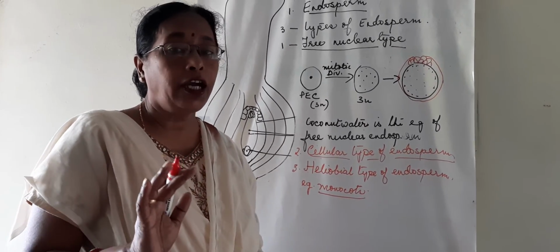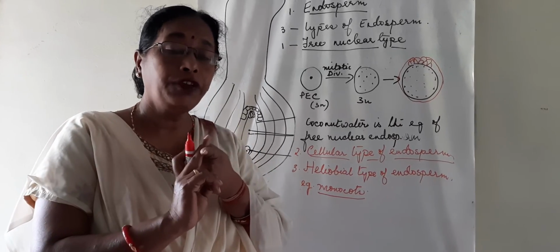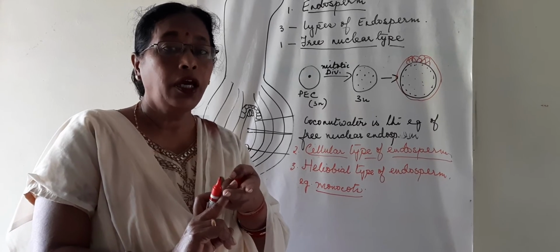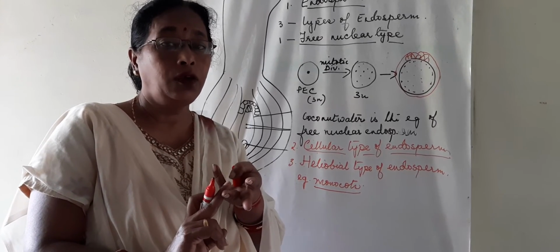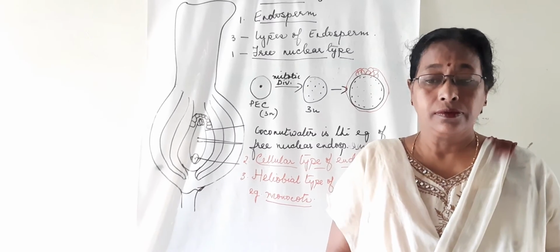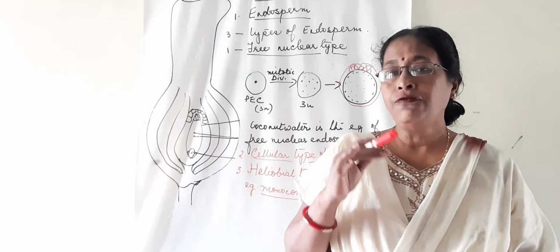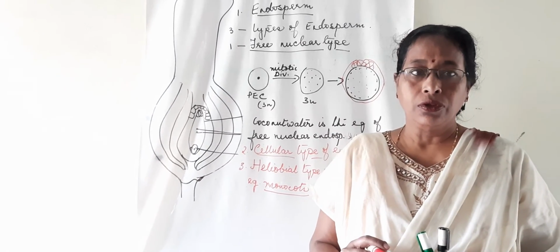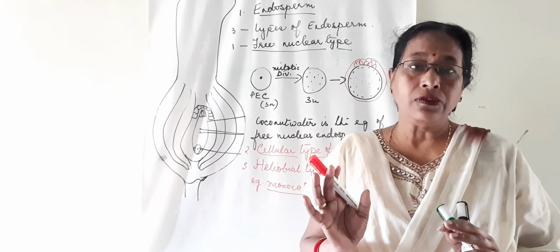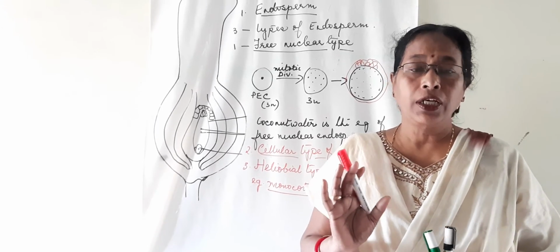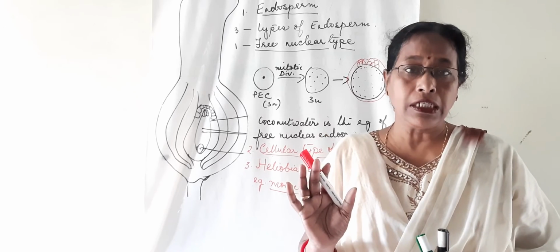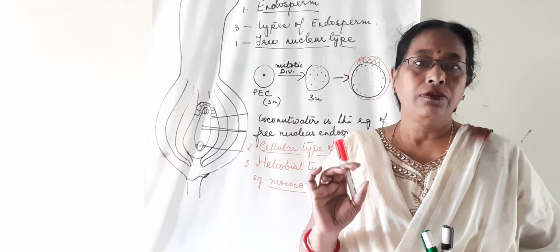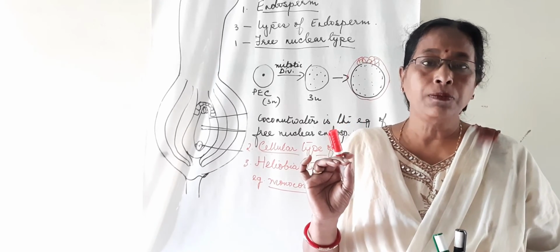We have seen three types of endosperm: the free nuclear form, the cellular type, and the helobial type of endosperm. During the formation of the embryo, the whole of the endosperm is used. So most of the seeds are without endosperm, and you can call them non-endospermic seeds. But in some cases some of the endosperm persists. That is known as an endospermic seed.